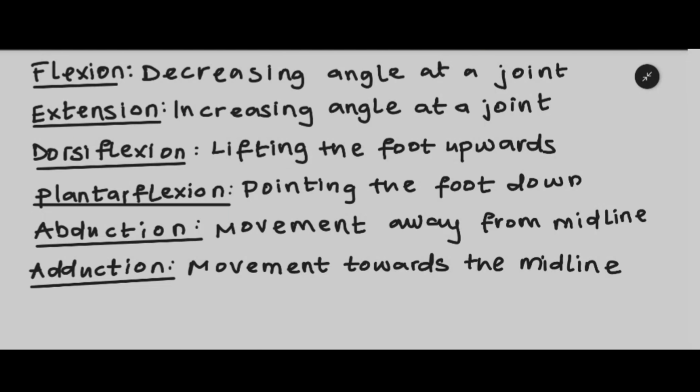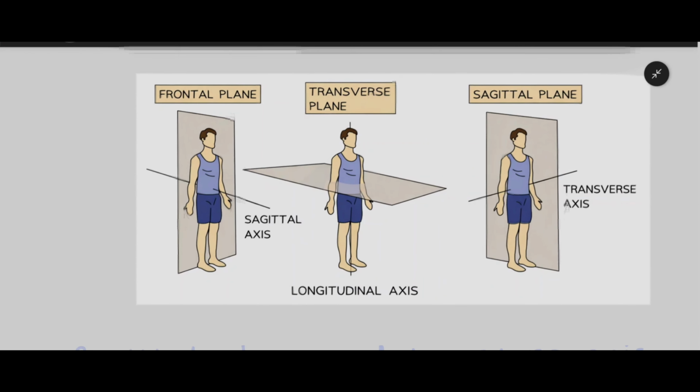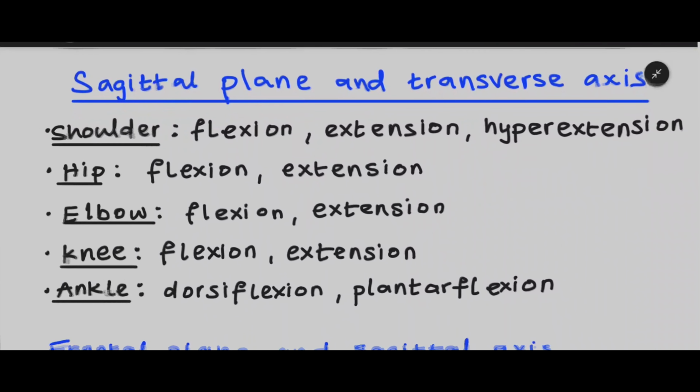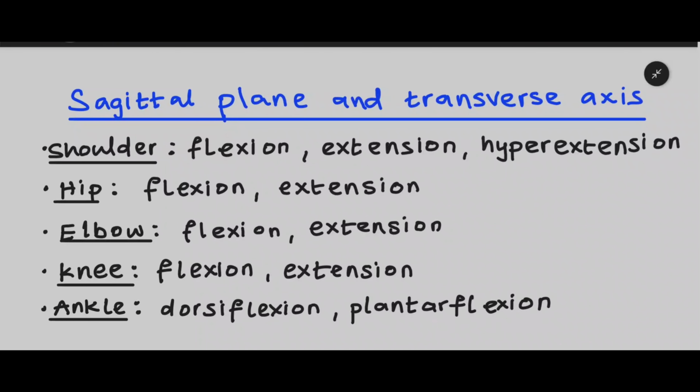Before we look at the different movements that happen at these different planes and axes, it's important you know what the movements actually mean. So these are the definitions of the movements you need to know. These are the type of movements that happen at the sagittal plane about the transverse axis.